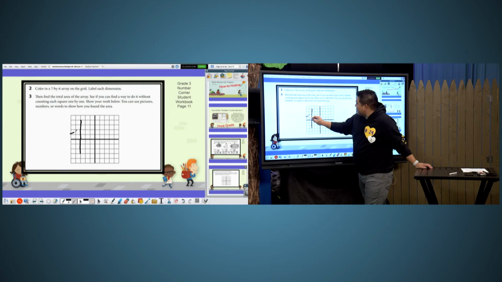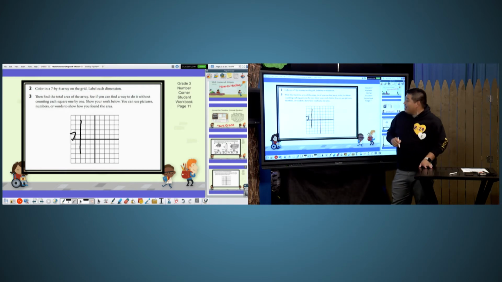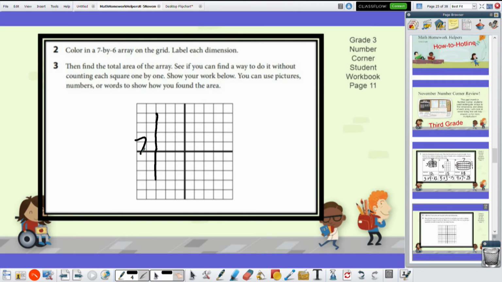Okay, so we have 7 here, and now we need 6 columns. To close off the array, we have to make a nice little rectangle. So 1, 2, 3, 4, 5, 6. So that's going to be 6.